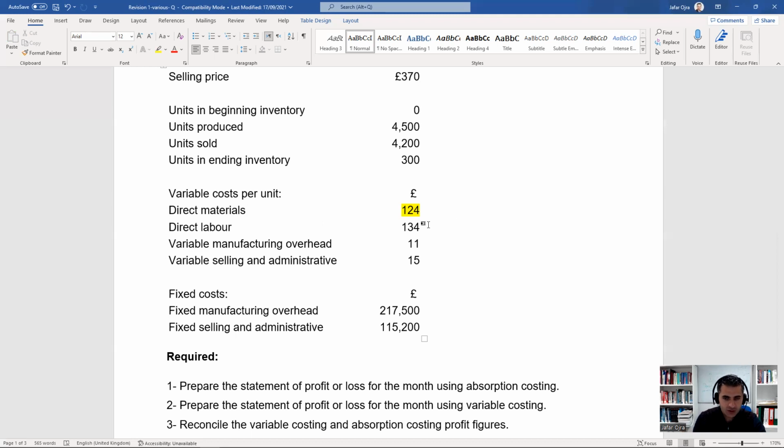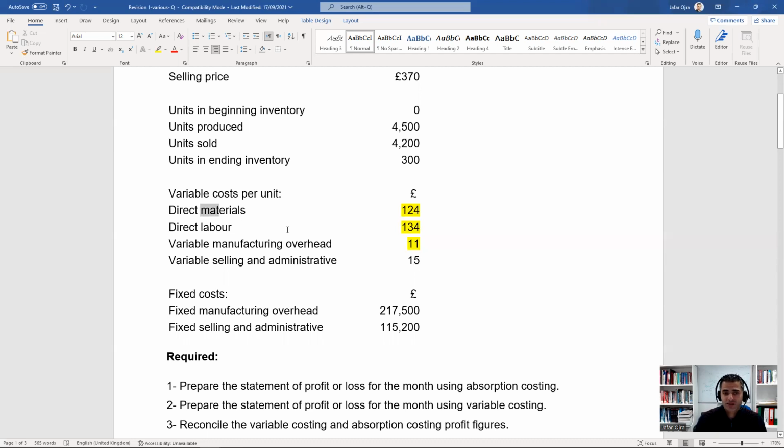Okay. So basically, direct material is part of it. Direct labor also is part of it, so we need to add this. We have variable manufacturing overhead. Also, we need to add it to calculate the product cost per unit using absorption costing. And do we need to add variable selling and admin? No, we don't add variable selling and admin because under absorption costing, this is classified as a period cost, not a product cost.